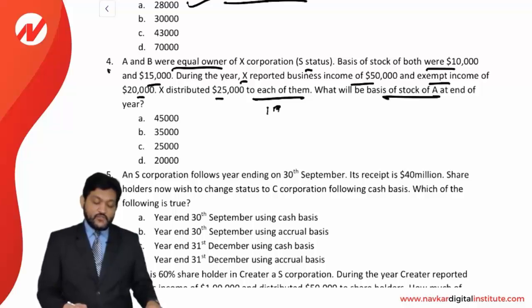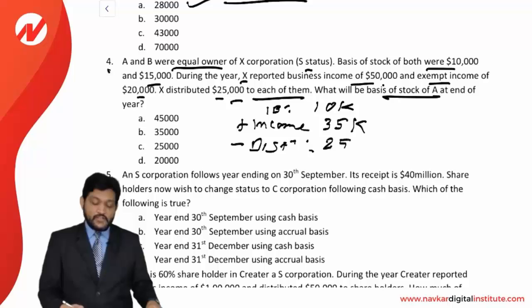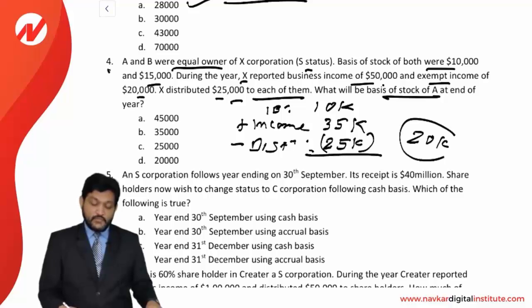Okay, so the initial basis of A is 10,000 plus share in the income. Now there are two types of income, business income and exempt income. 50 plus 20, that is 70,000, and they are equal partners. So half of the income will be allocated, half of 70,000, so it will be 35,000. Less distribution. How much distribution is given? 25,000 to each of them. So you will get 25,000 distribution. Let us reduce. Okay, now just check: 10,000 plus 35,000 less 25,000. Answer is 20,000. That is the correct answer. Option number D is your correct answer.